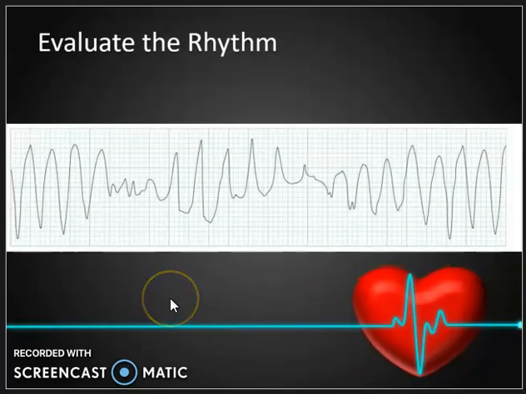All right, we're on to our last one. All right, regular, I don't know about that. Rate looks tachycardic. Can't really tell P waves or intervals. Everything's very wide. It's getting wide, and it's getting small, and it's getting wide, and it's getting small. So this is torsades de pointes.